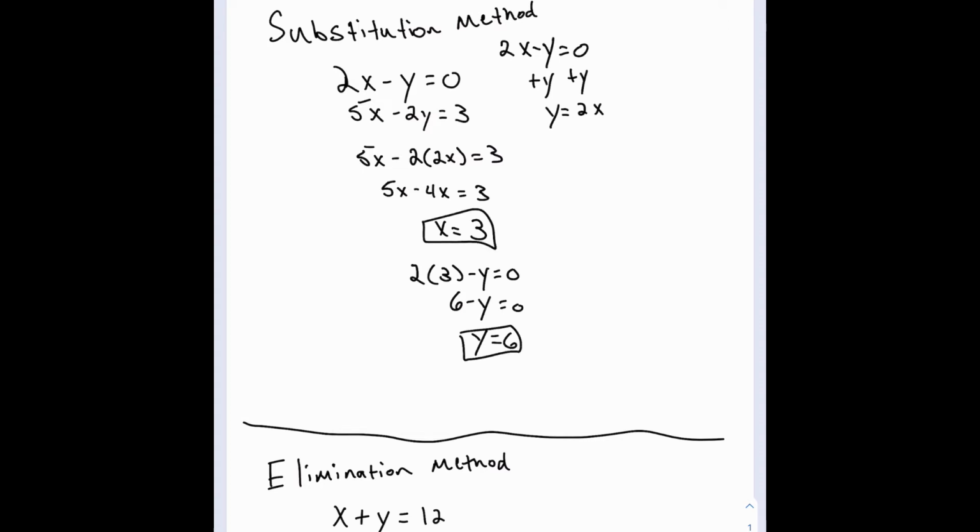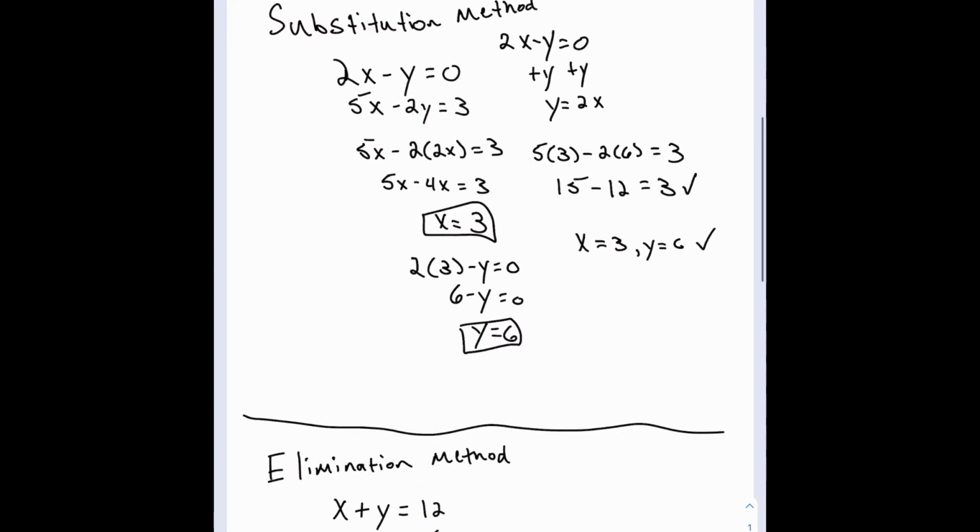And then we should also check it with the other equation to make sure that it works. So with x equals 3, 5 times 3 minus 2 times 6 should equal 3. What's 5 times 3? That's 15. Minus 2 times 6, which is 12. Does that equal 3? It most certainly does. So our answer of x equals 3 and y equals 6 is correct.